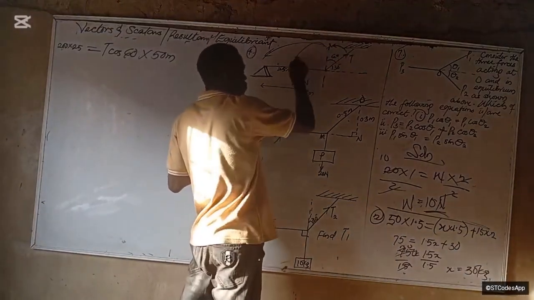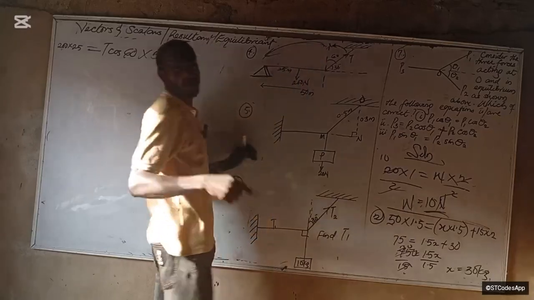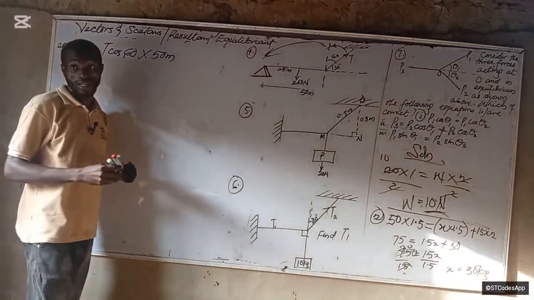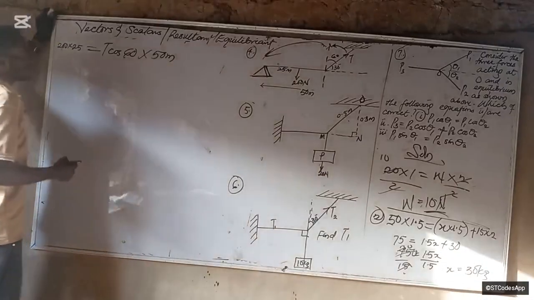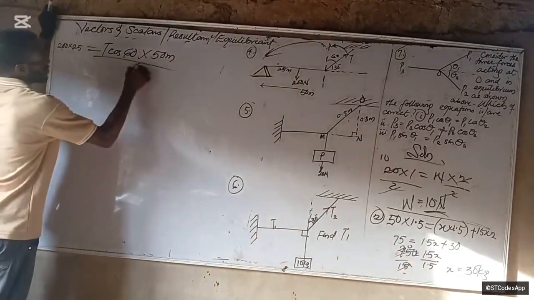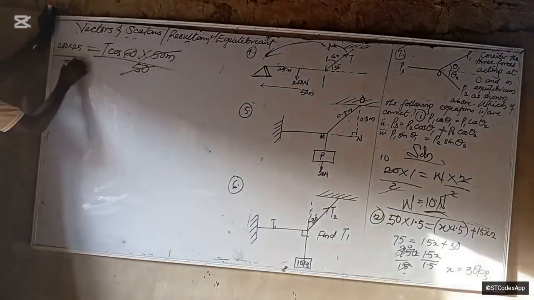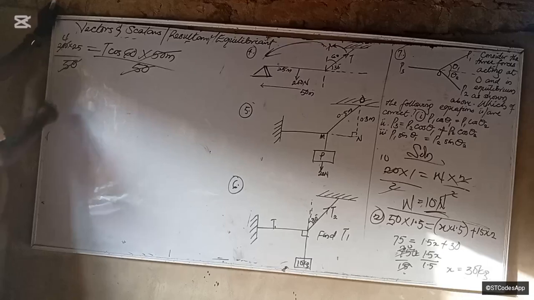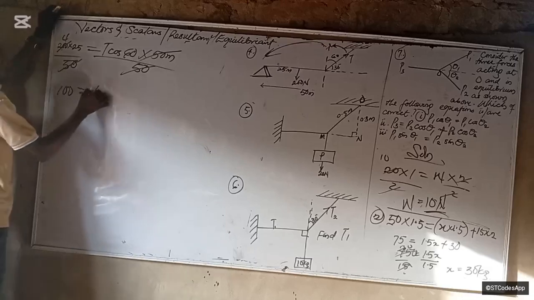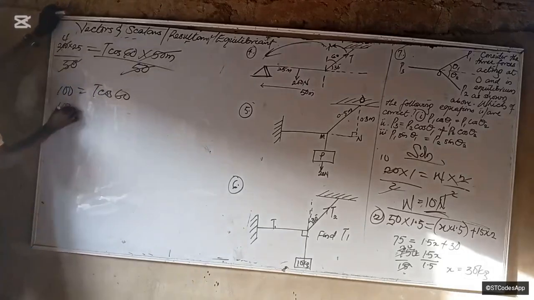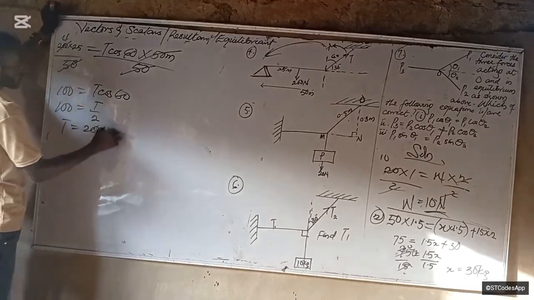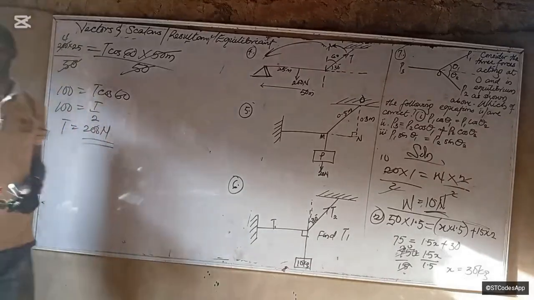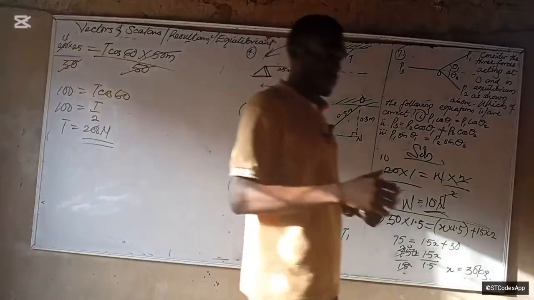So we now take the anticlockwise moment of the force. Is that okay? So when we resolve it, it becomes T cos 60 times that. First, let's divide by 50. We have 50 here, 4, right? So that will be 100 is equal to T cos 60. Cos 60 is what? Half, right? So 100 equals T over 2, T equals 200. That's the answer. Is it clear? Alright.